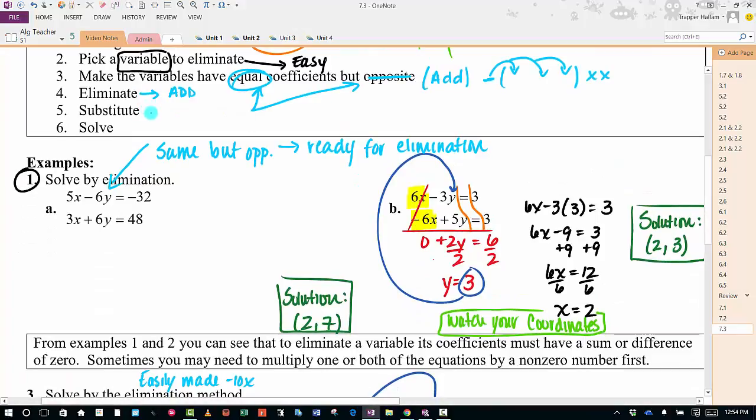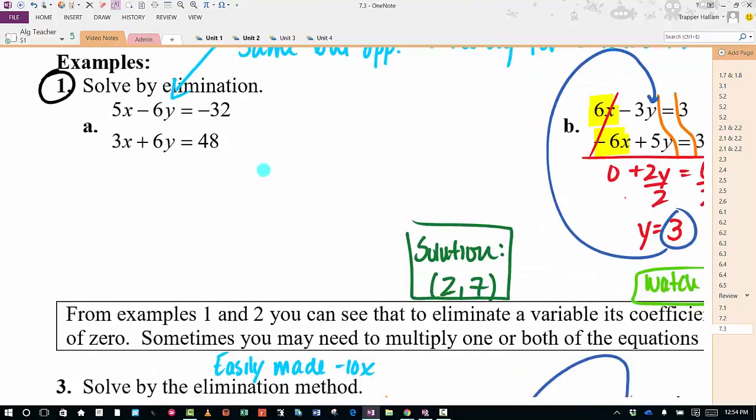Finally, we're going to substitute in whatever coordinate we get. So if we get x, we'll substitute in for y. If we get y, we substitute in for x, or whatever variables they give us. And then finally, we get our coordinate point, and it should be a coordinate point. All right, so let's see that in action. Here's a nice easy one because it's set up for us.